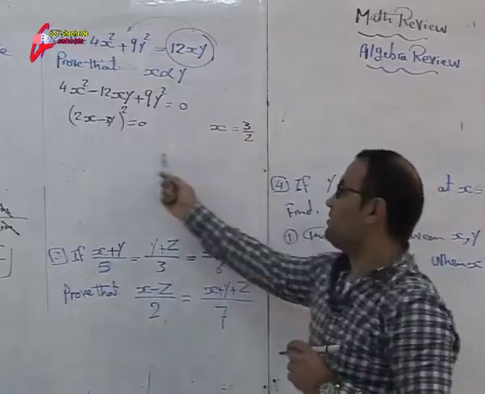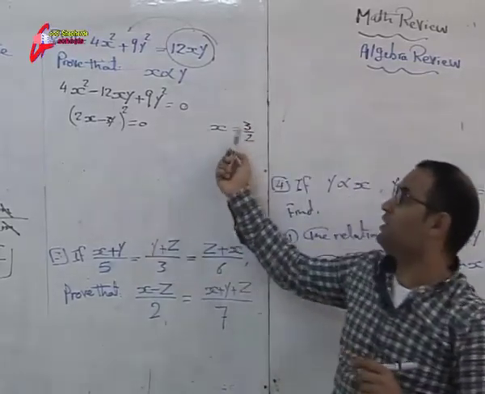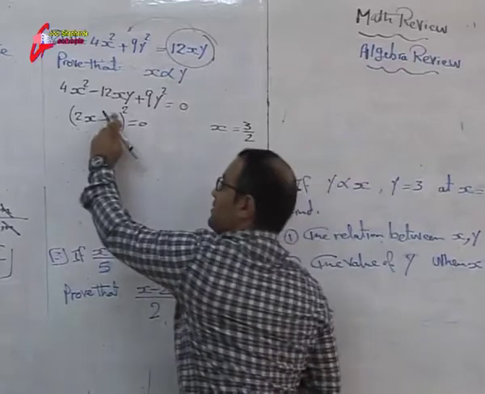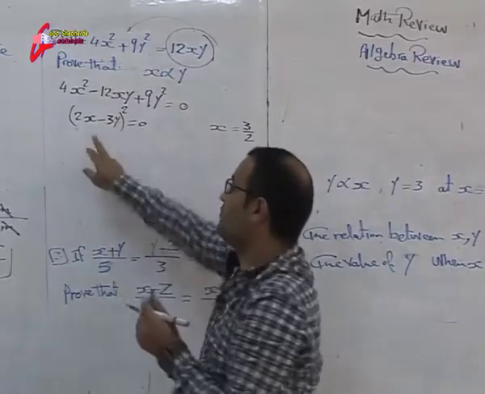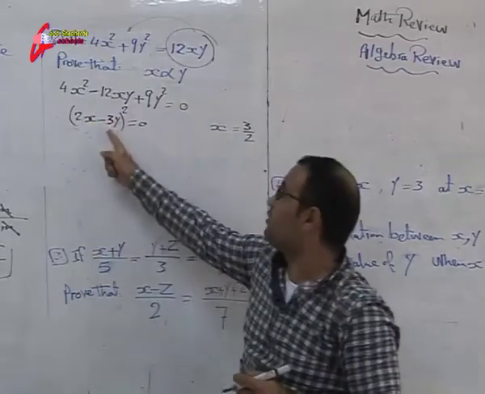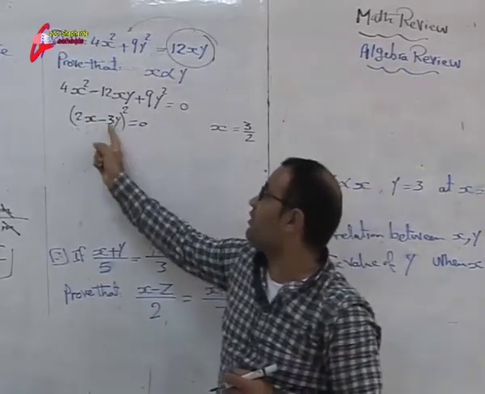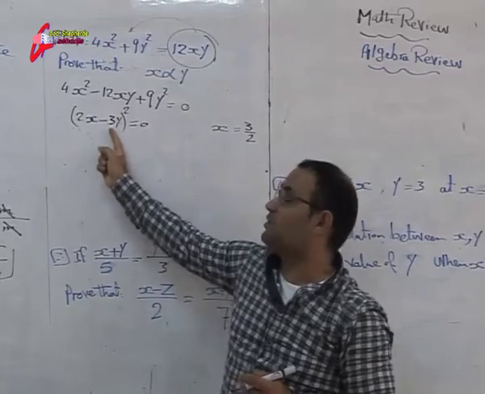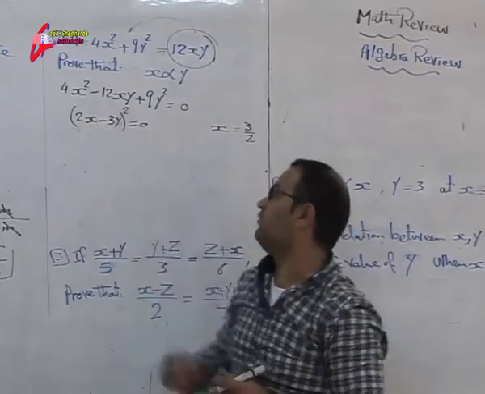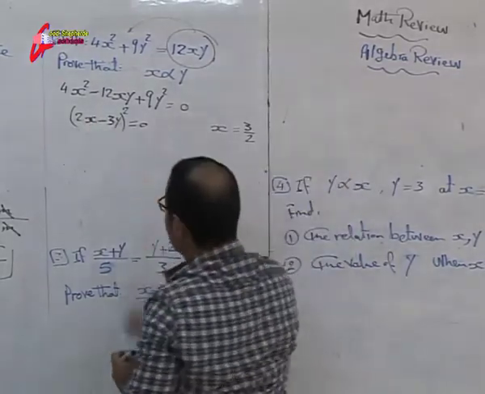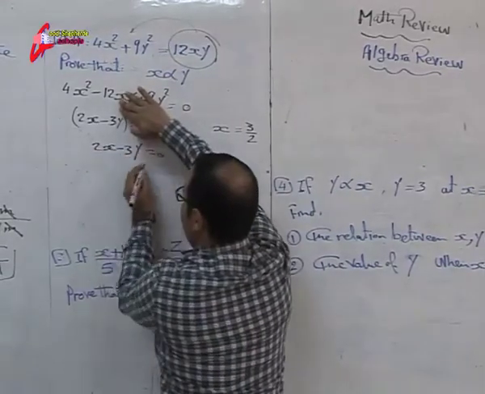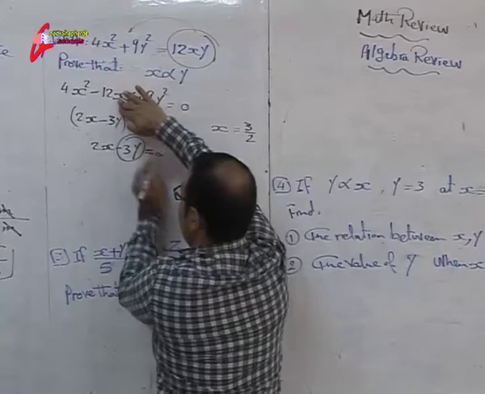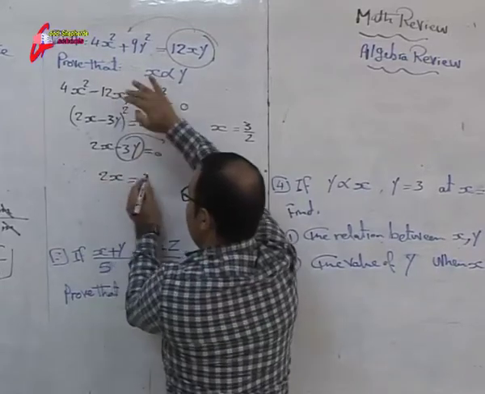Here we have 3. Okay, 3 over 2. So take this up and change the sign of 3. It will be negative 3y. The square of the first will be there, the square of the second will be there, and first times second times 2: 2 times 3 equals 6, 6 times 2 will be 12. So the answer is 2x minus 3y equals 0, and with the opposite sign, 2x equals 3y.